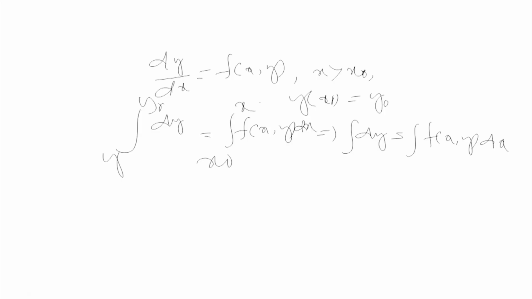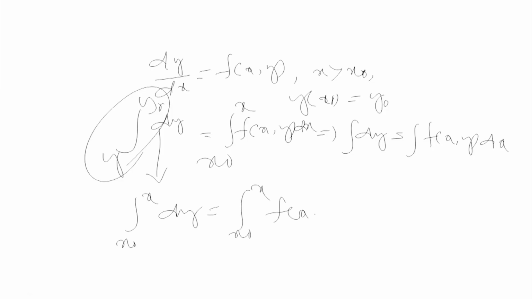If we define this integration, it means that we are integrating over the range y0 to y whenever we are finding the integration from x0 to x. That is why we can write the integration range as x0 to x: the integral of dy equals the integral from x0 to x of f of x, y dx, which can be written as y of x minus y of x naught equals the integral from x0 to x of f of x, y dx.